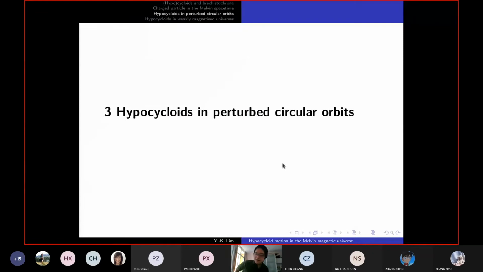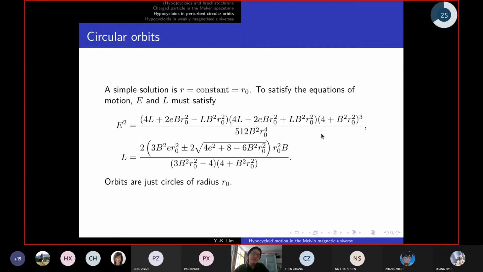Okay, so let's actually find the hypocycloids. How to get the hypocycloids in the Melvin universe. So firstly, a simple solution to the equations of motion is just r constant. When you have r constant, then you can easily solve the r equation. And if you choose your angular momentum and energy to take this number, you can satisfy all the other equations as well. So that will give us a valid solution, although it's kind of trivial. It's just r constant. So that means the particle is just traveling in a circle, at constant distance from the axis always. So these are just circles of radius r0.